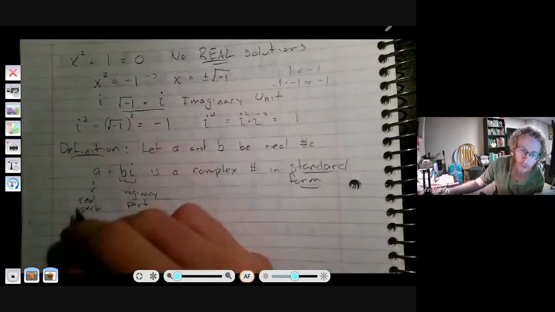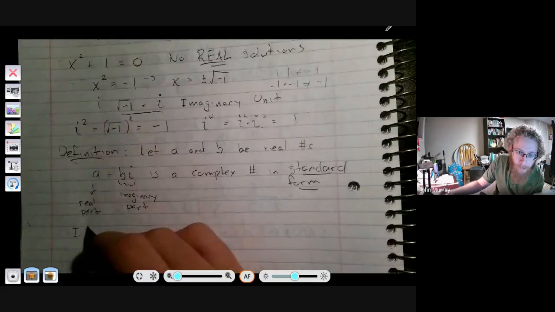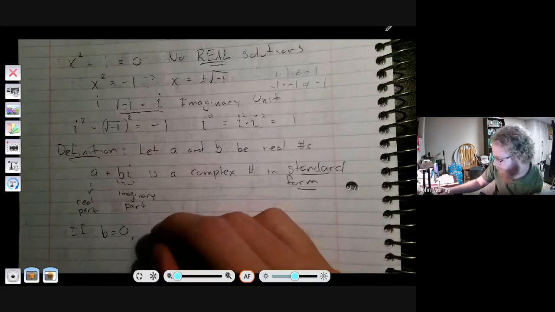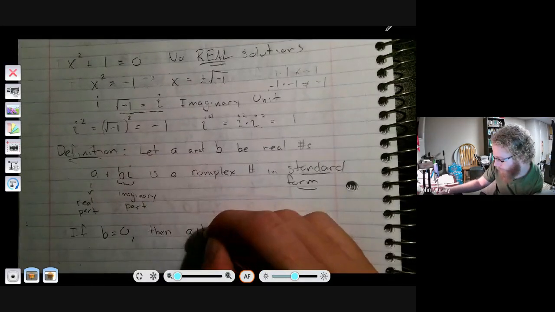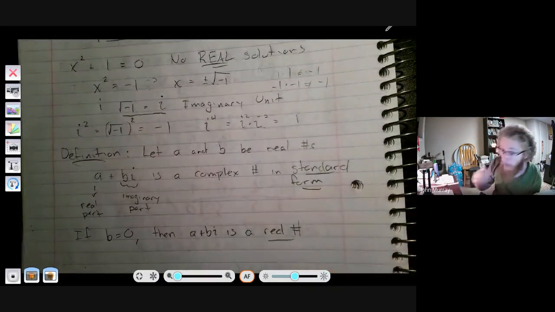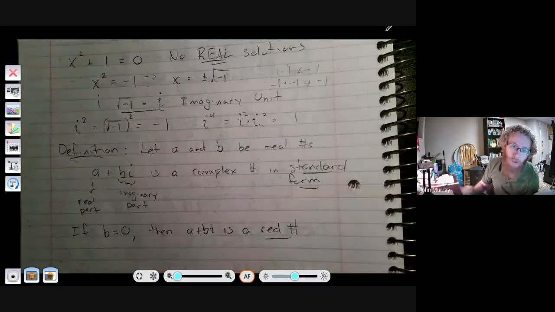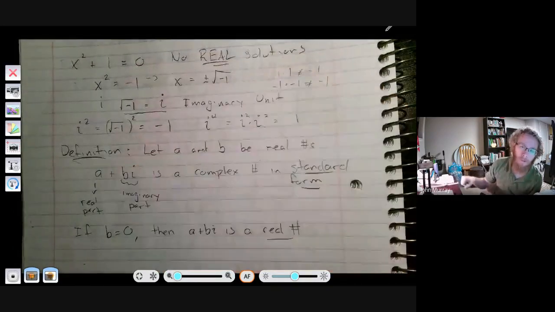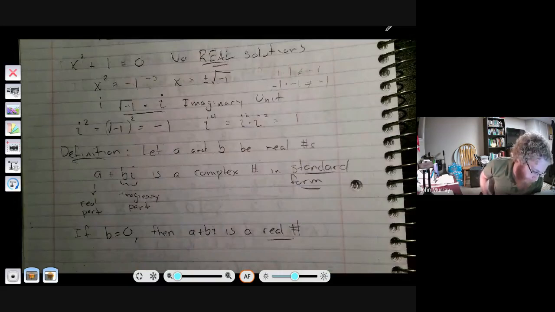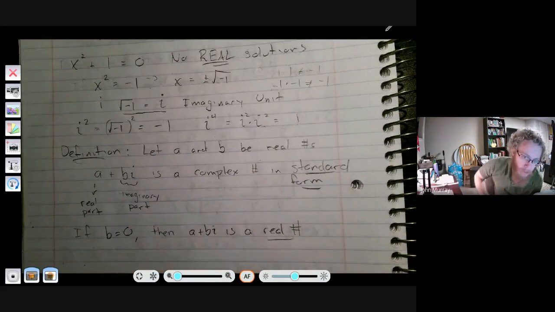Okay, so we have some things that go with this. If the imaginary part, if b equals 0, well, then you don't have the imaginary part. And then this expression is just going to be a real number because all it is is the real part. Okay, and that's what we see when we have a solution like x equals 2, right? Technically, it's a complex number. It's just that the imaginary part is 0.